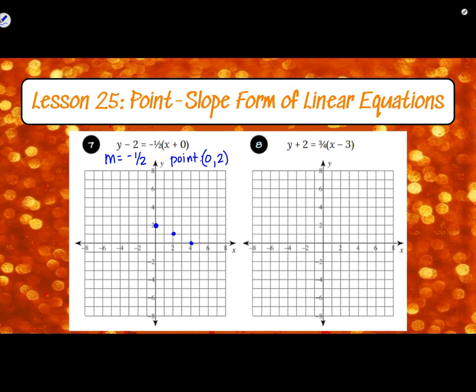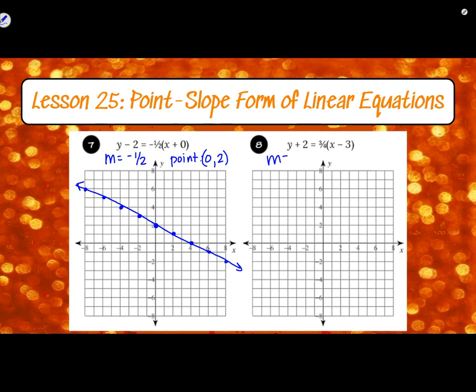I've got down 1, right 2, down 1, right 2, down 1, right 2, up 1, left 2, up 1, left 2, up 1, left 2, up 1, left 2, and there we go. We got a line. All right, let's look at number 8.